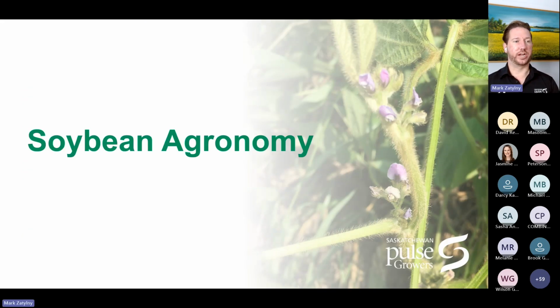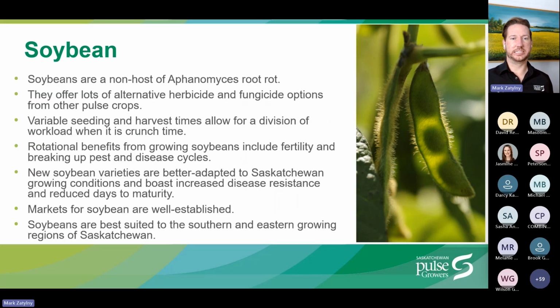As for some of the agronomy, here again is just that nice quick snapshot of growing soybeans. One of the big key things for the areas that it's able to be grown is that it is non-host for Aphanomyces. So if you have been struggling with that in your rotation of peas and lentils, this can be a really good option because it is not going to be impacted by the Aphanomyces and it is not going to contribute to increasing the pathogen in the soil.